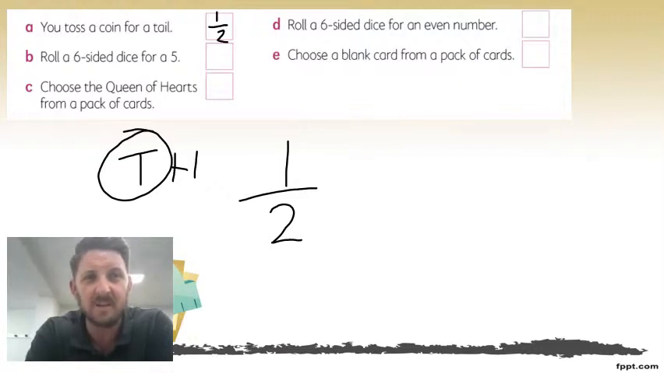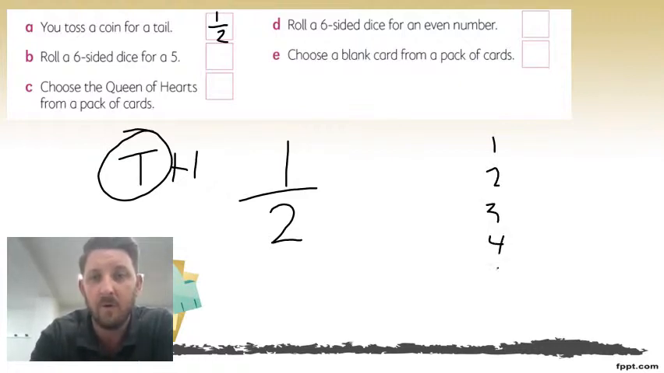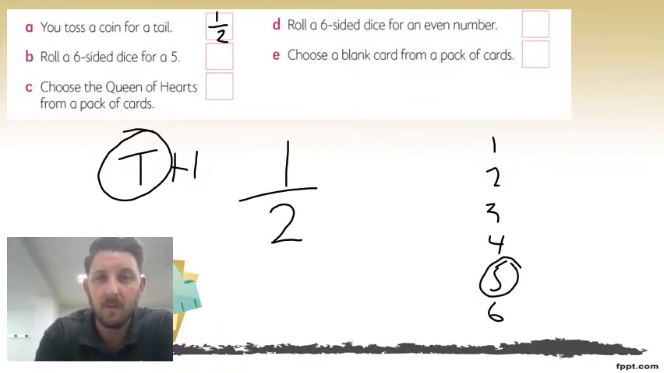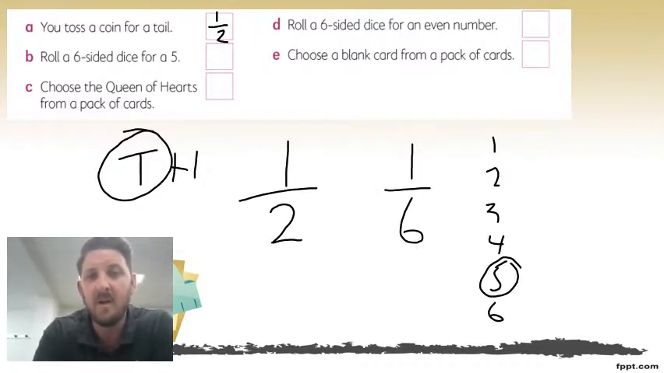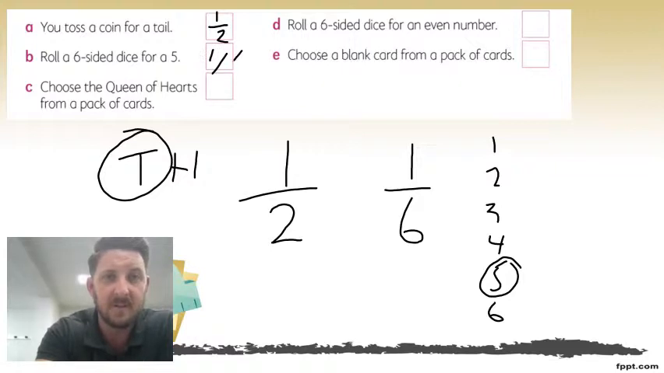If we roll a 6-sided dice and we want it to land on a 5, well, we know that all possible outcomes of a dice are 1, 2, 3, 4, 5, and 6. We're going to land on a 5. So that's one possible outcome. So we have one favorable outcome, and there are 6 numbers on the dice, so we have 6. So it would be a 1 in 6 chance.